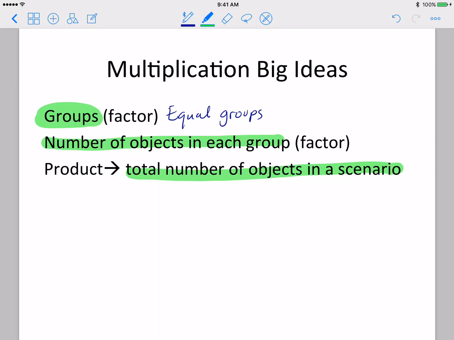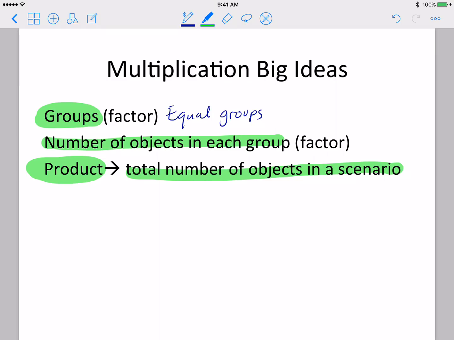So the answer to a multiplication problem is the product. We need to work really hard at remembering that language, that word, because a lot of our questions are going to say, find the product of 2 and 4. Okay, so that cues me in to know that I need to multiply.